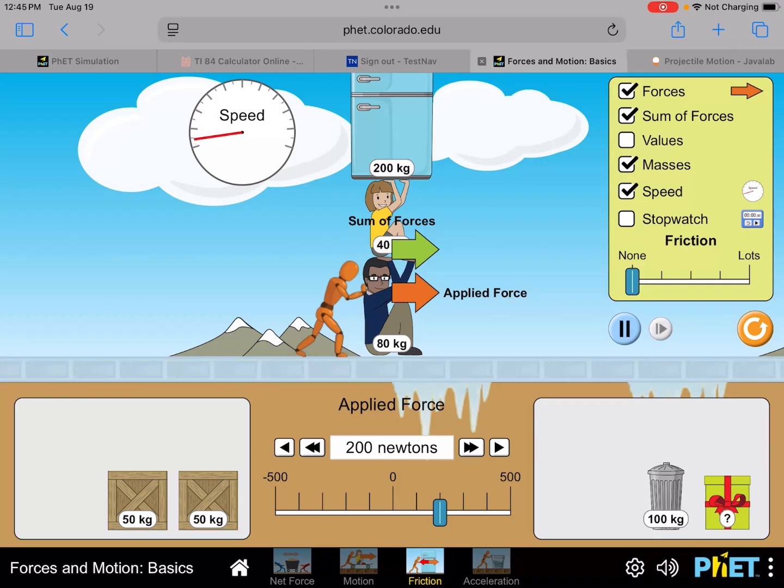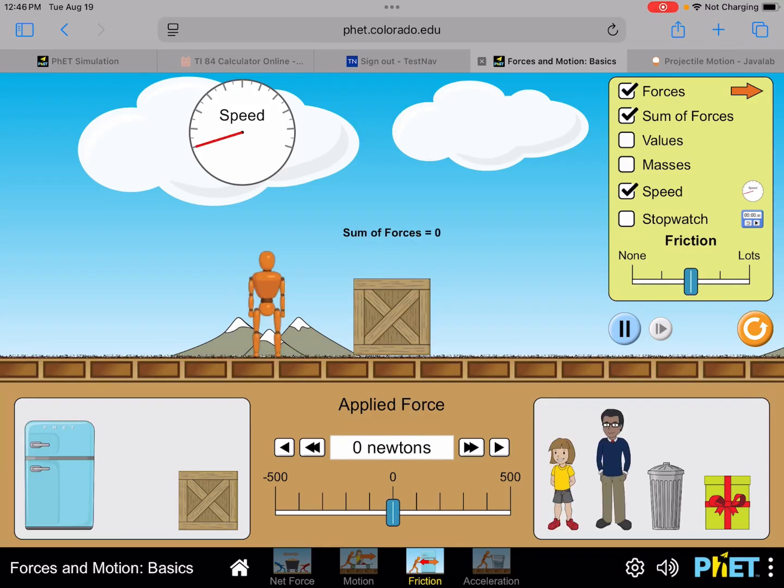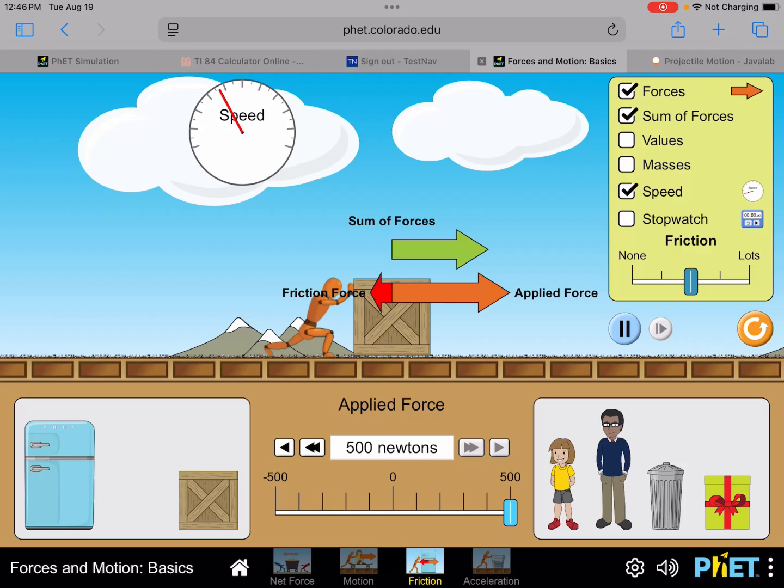Sure enough, much slower, right? Still accelerating because there is still a net force, but you can see that acceleration is much smaller. Acceleration equals net force acting on the object divided by that object's mass. Okay, now it's important to remember accelerations are not just speeding up, right?